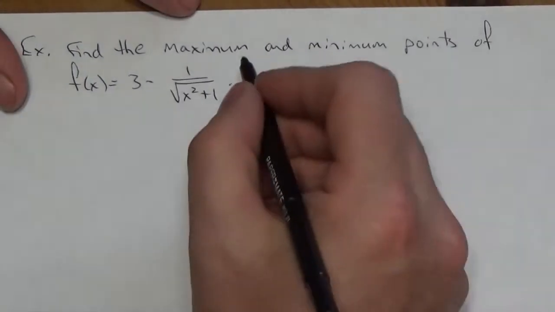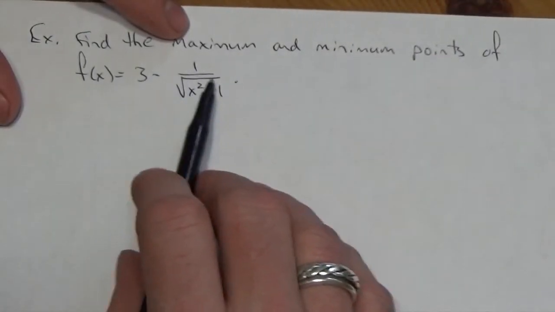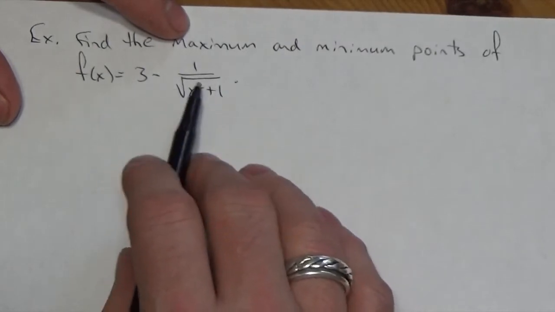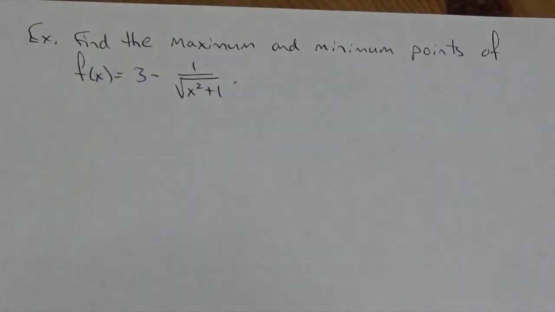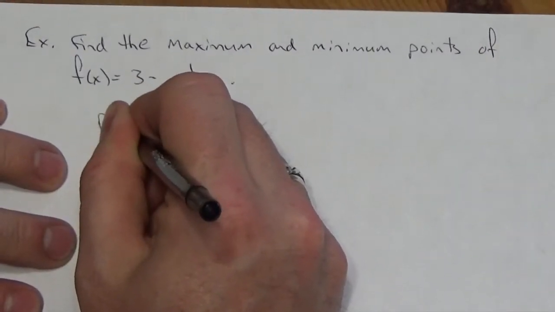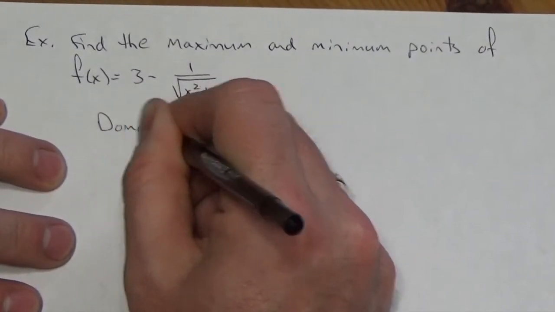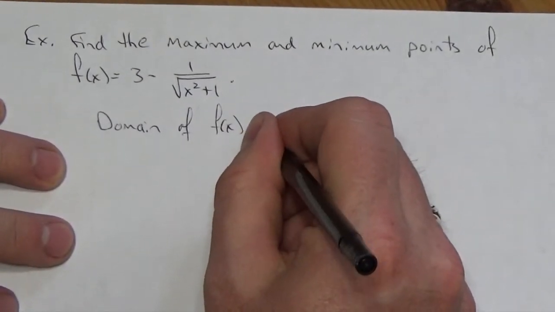Now, as soon as I see that radical in there, and particularly when I see the variable x in the denominator, this suggests to me the possibility of there being issues with the domain. And remember that critical numbers are only defined in the domain of the function. So I really should check the domain of f of x first, because this could tell me whether I've got critical numbers or not.